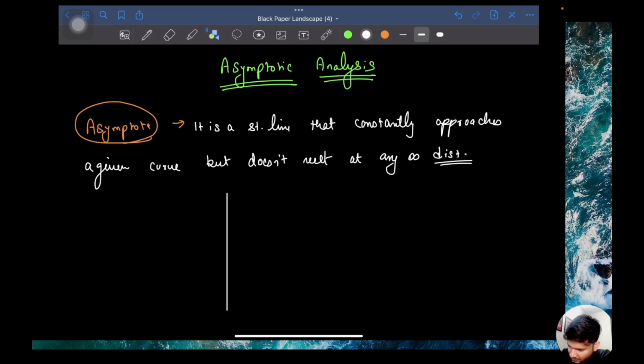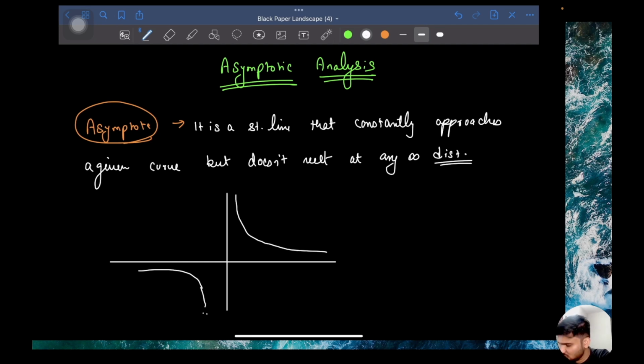So let's say you have a curve like this. Then maybe this can be some asymptote that's never going to meet the curve at some value, infinity. Let me just shift it somewhere here, right? Something like this is an asymptote.